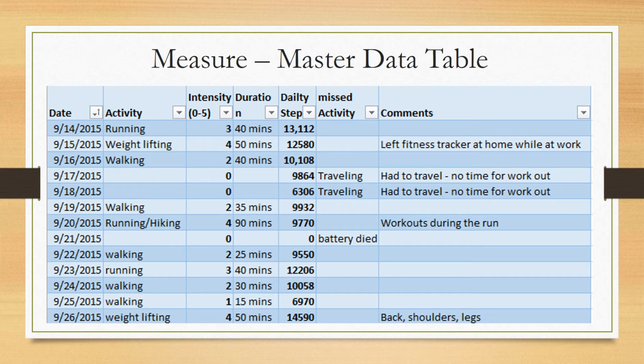And here is a snapshot of the actual master data table that I used. Going from left to right, we can see it records the date, the type of activity, running, walking, weightlifting, that intensity ranking that I referred to, and you can see how that matches up here with a weightlifting being a 4, and then you can see some of the 0 activities, and then the duration of any activity that occurred. Next are daily steps monitoring, and then you can see I put a column in for why I might have missed an activity.